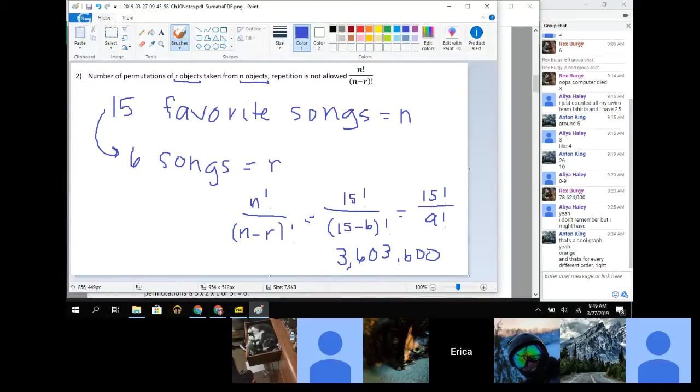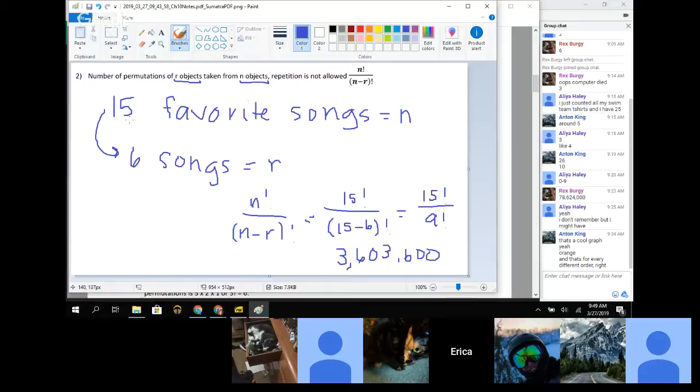So what are you doing with this formula? Remember, if you had your 15 songs and you were going to play all 15, how many different ways could those be ordered when you're not repeating them? That would just be 15 factorial, right? You're just playing all 15 songs in different orders.